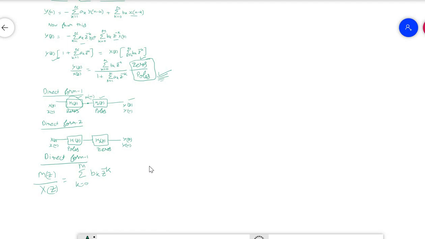Then solve this formulation. How to solve this formulation? First of all, this M(z) upon X(z) equals, now the value of k is 0, then it means that b0 z^-0, b1 z^-1, b2 z^-2, b3 z^-3 and so on, up to b_M z^-M. Correct?